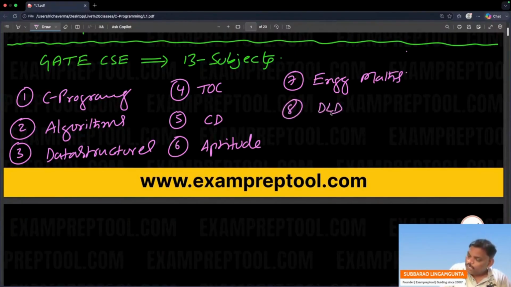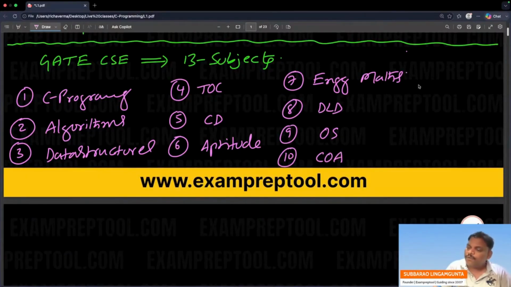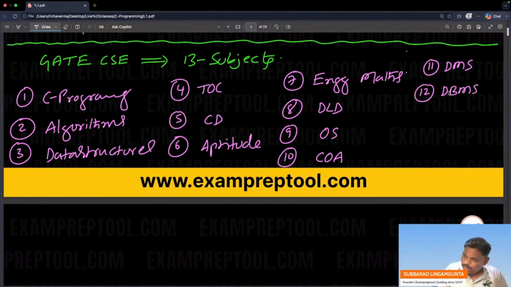DLD, digital logic design. Ninth one is OS. 10th one is COA. 11th one is discrete mathematics. 12th one is DBMS. So 13th one, let's see, computer network. These are the 13 subjects.